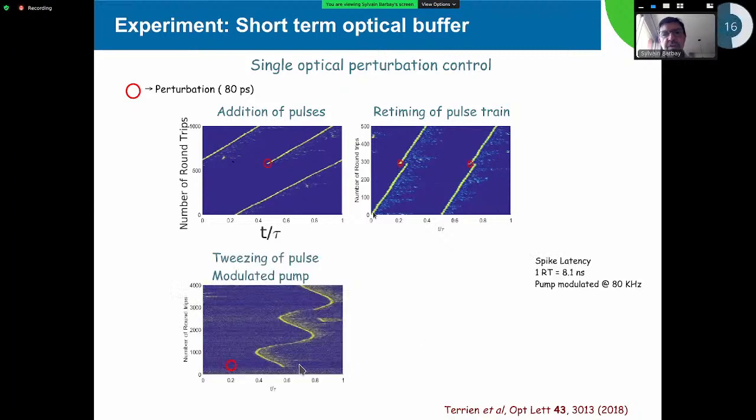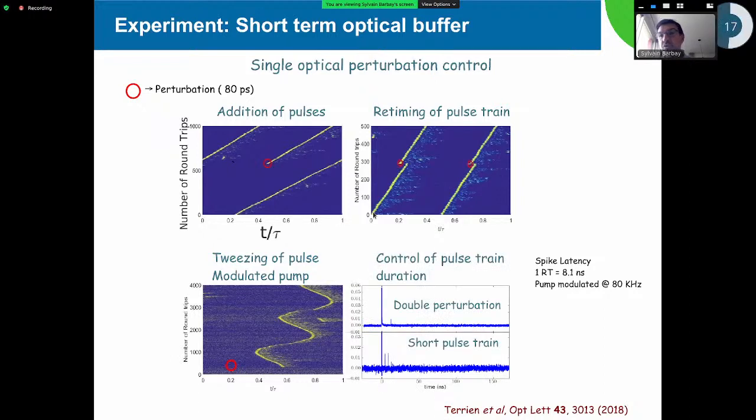You can also twist the pulse if you modulate slowly here the optical pump. Then you can modulate the position of the pulse in the cavity and twist it. Here, the delay time of the external cavity is of the order of 8 nanoseconds, and you see you can twist it with the modulated pump at 80 kilohertz over a fraction of the external cavity round trip.